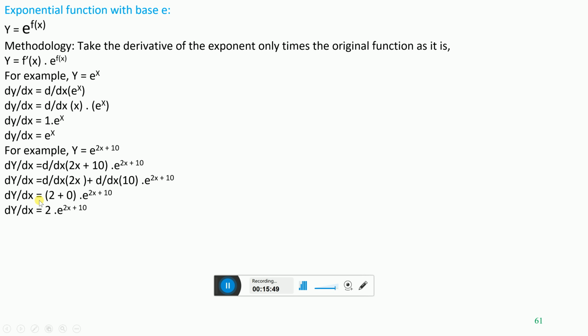Now dy over dx is equal to, so the derivative of the function 2x is only 2. We will take the constant outside and the derivative of x is 1, so 2 times 1 is 2, and the derivative of this 10 is 0, times the function as it is. So dy over dx is equal to 2 plus 0, that is 2, times e raised to the power 2x plus 10. So this is the way to find the derivative of the function which carries base e.